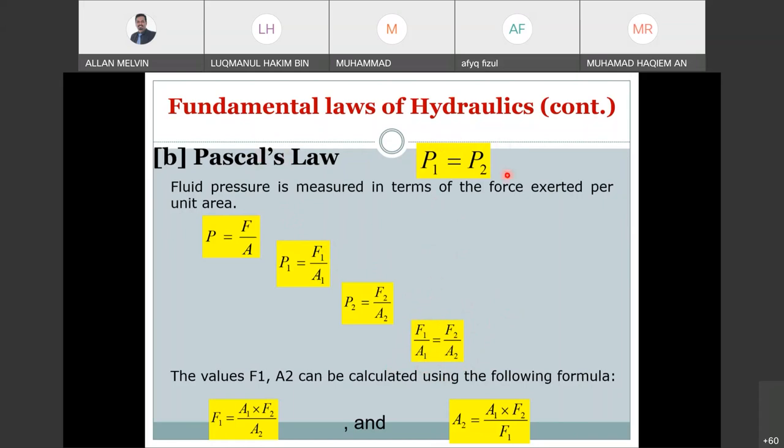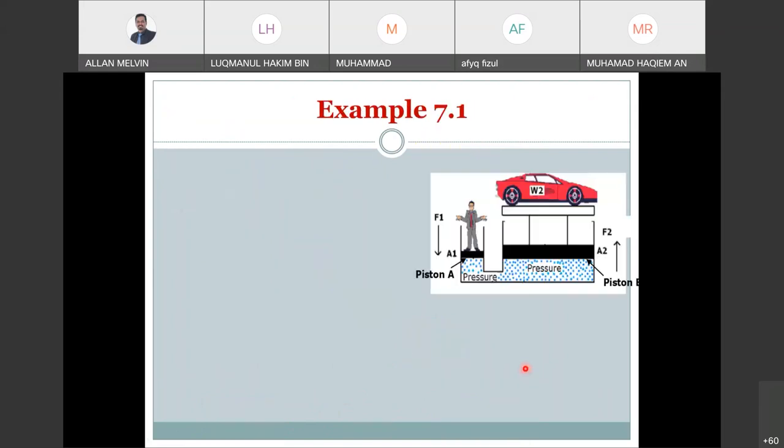So Pascal's law says this, and because of that we get this formula, which can be used to do calculation. Usually the question gives three readings and asks you to find one. But it can be anything, because there are four elements, it can be any one. It depends on the question. Sometimes you may be asked to find force 1, sometimes force 2, sometimes A1 or A2. Accordingly, you just need to arrange this formula. Okay, we'll see one example.